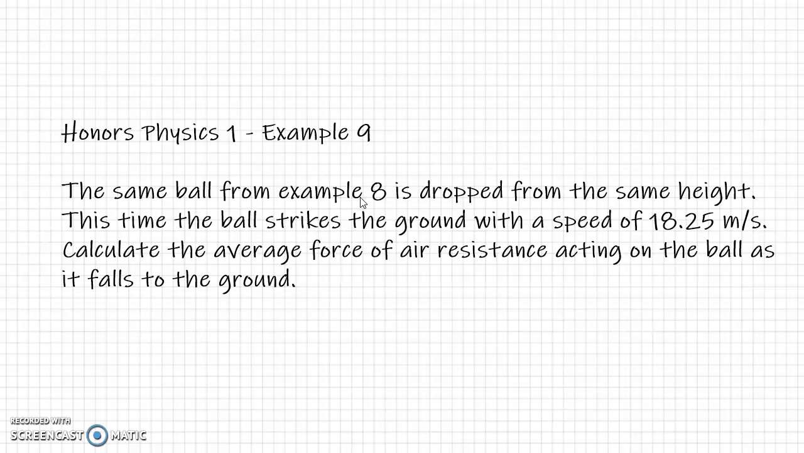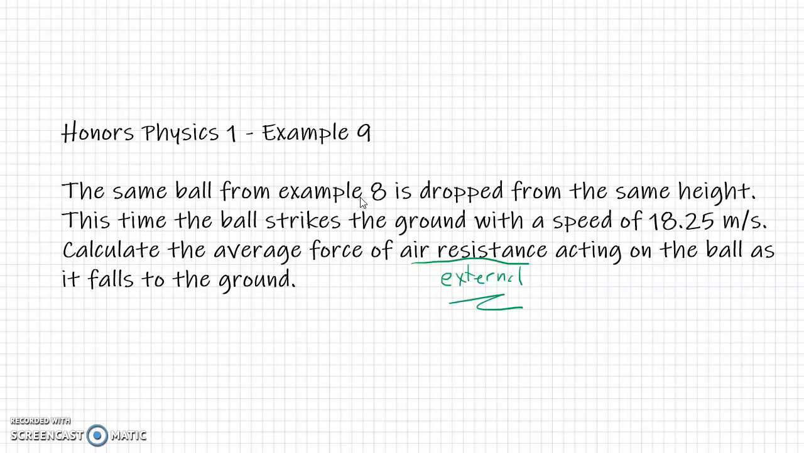This time the ball strikes the ground with a speed of 18.25 meters per second. If you go back to example 8, you'll see that this is actually slower than it originally hit the ground with. So that means there must be some kind of energy loss in our system. In that system, the loss of energy comes from the air resistance, which we're going to call an external force in our system.